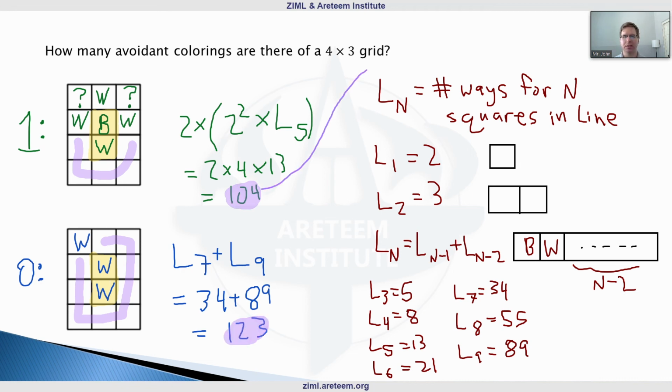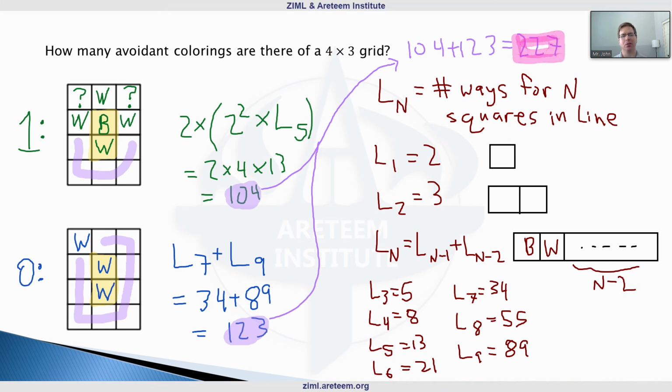So we take those and we get our sum, right? If we look at the total number of avoidant filling colorings of this grid, we have 104 plus 123, and that gives us our final answer of 227. So 104 plus 123 is 227, and that is our answer. You can check back that that was one of our answer choices, so we're okay in everything. And so 227 is our final answer there.